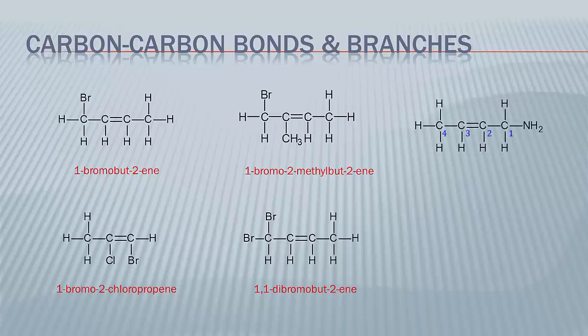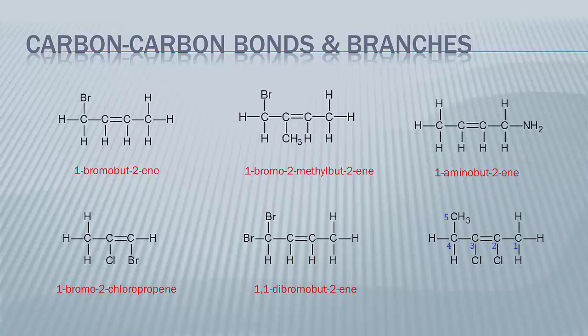And this molecule has a 4 carbon parent chain with an alkene group on carbon 2 and an amino group on carbon 1. So this molecule is 1-amino-but-2-ene. Note the numbering sequence. It would be incorrect to name this molecule as 4-amino-but-2-ene because that is not the lowest numbering system.